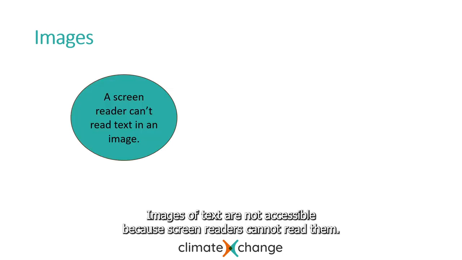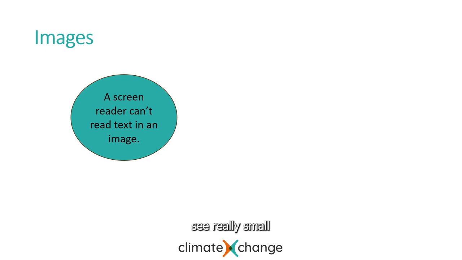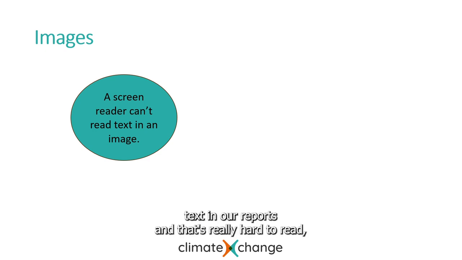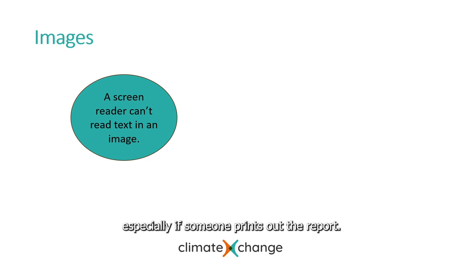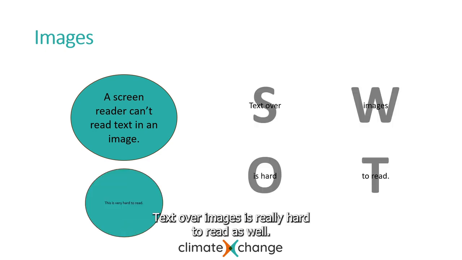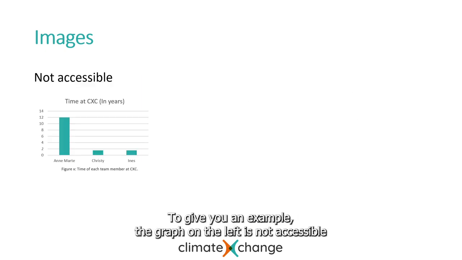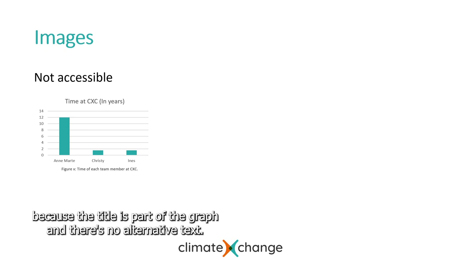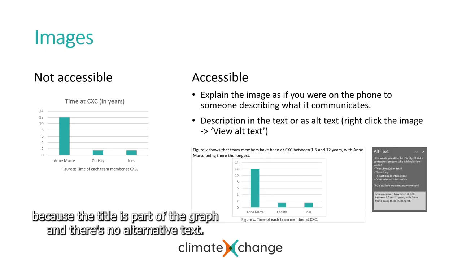Images of text are not accessible because screen readers cannot read them. We often see really small text in our reports, and that's really hard to read, especially if someone prints out the report. Text over images is really hard to read as well. To give you an example, the graph on the left is not accessible because the title is part of the graph and there's no alternative text.